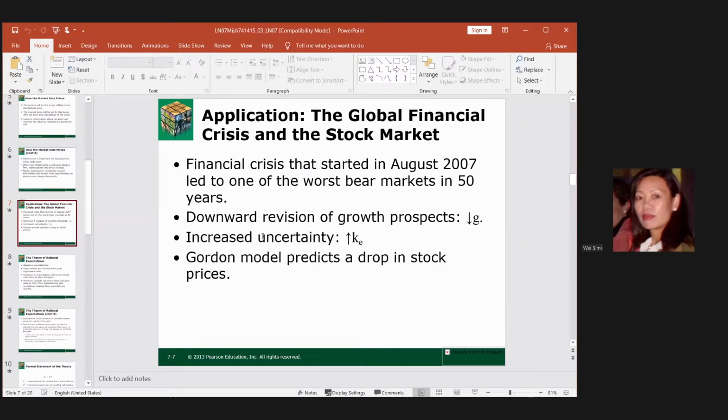So we used the financial crisis and tested each variable. We can see that when growth dropped, we know the stock tumbles when the financial crisis is coming, and when the required rate of return KE goes up, the stock will tumble, okay?